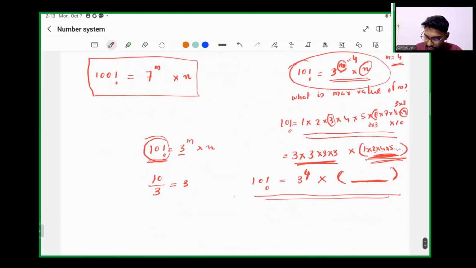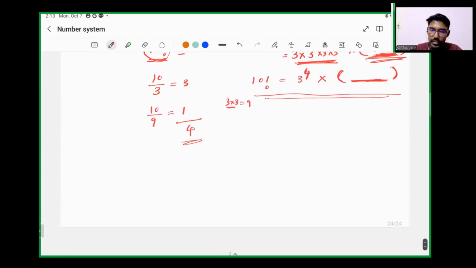Now again, 3 into 3 is 9. So all the multiples of 9 you need to count one more. Two 3's are there in one 9, right? So you need to divide 10 by 9 also, you will get 1. Then just add these two, you will get 4. So 4 will be the answer. So this is a similar thing. Now here we are counting the number of 3's. Earlier we were counting the number of 5's. So you understood what we are doing, right?